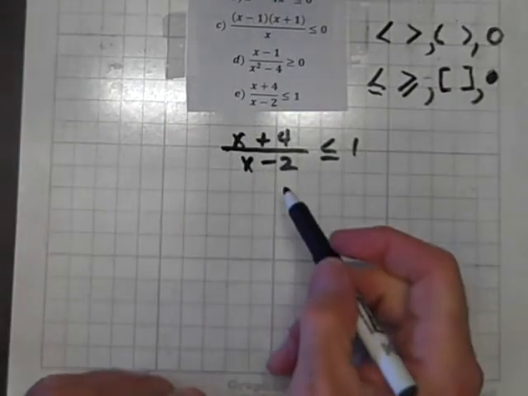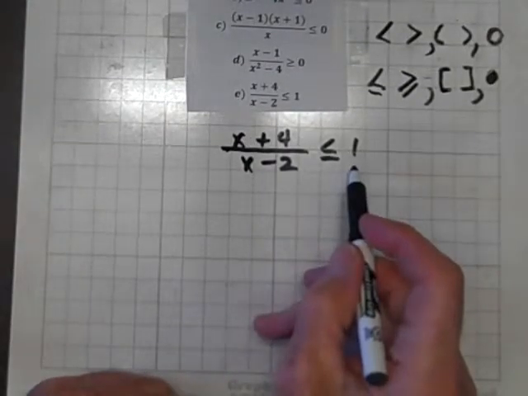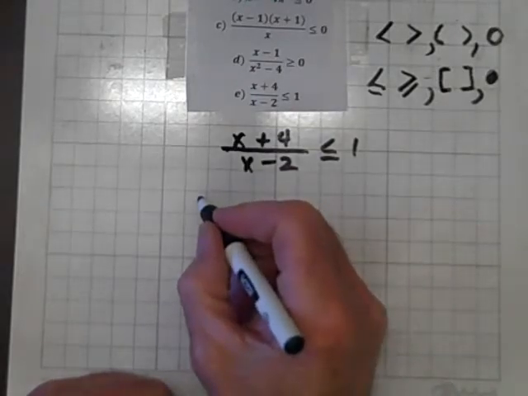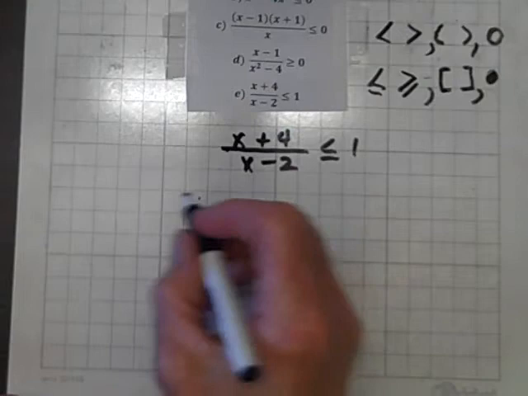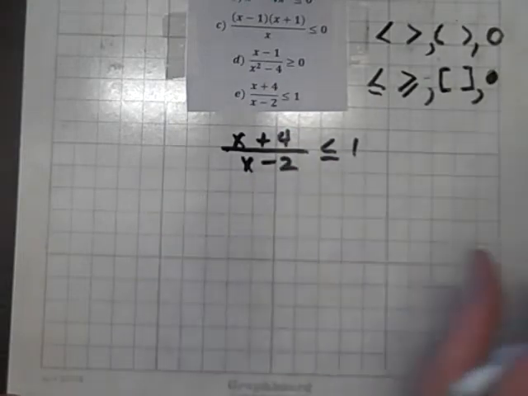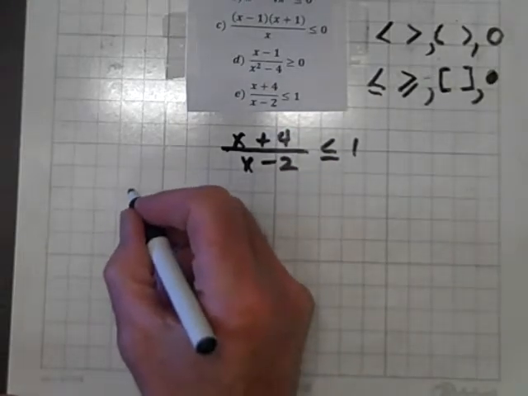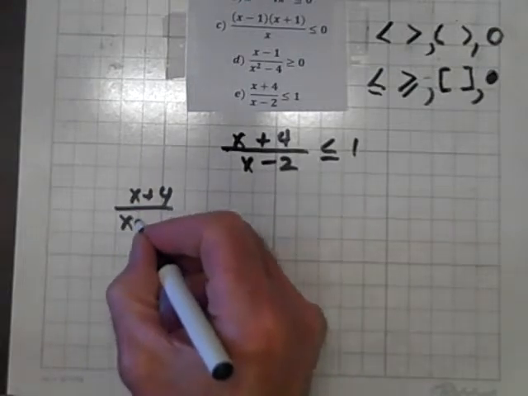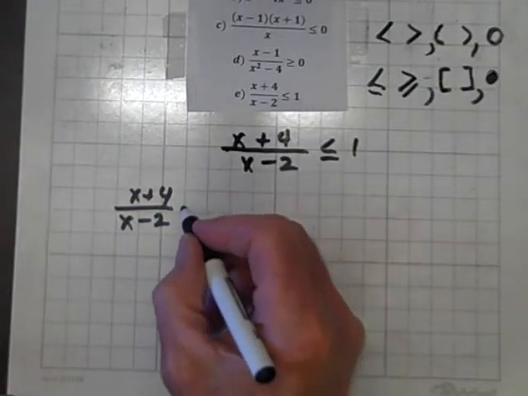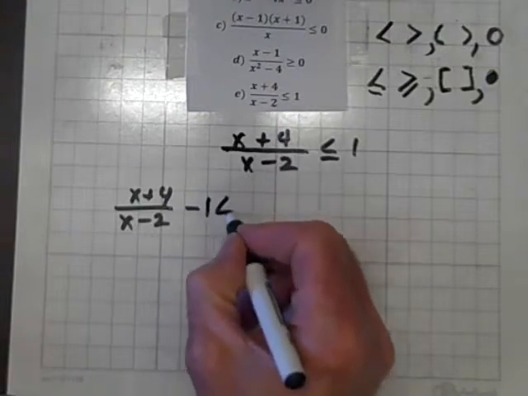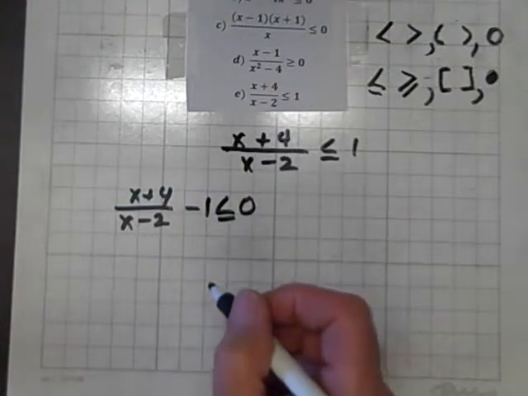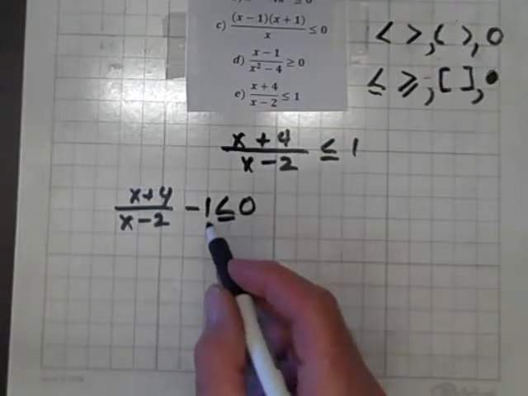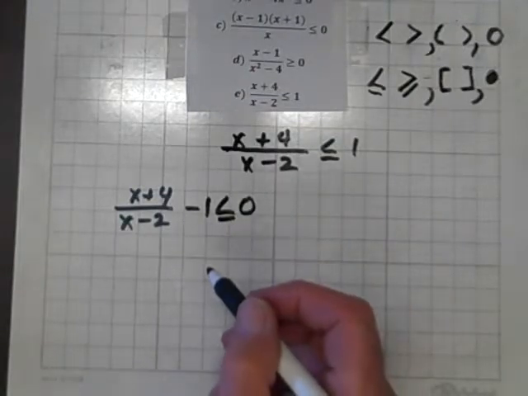So the first step here is to get 0 on one side, everything else on the other. So we'll subtract 1 from both sides, and we have x plus 4 over x minus 2 minus 1 is less than or equal to 0. And now, we have to get a common denominator. We have to add fractions.